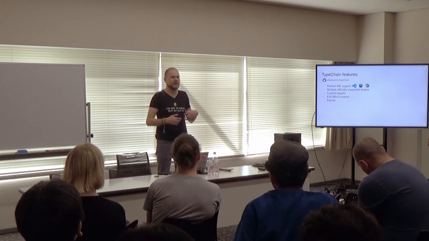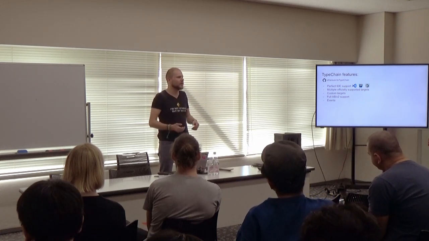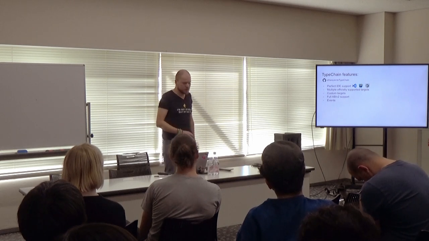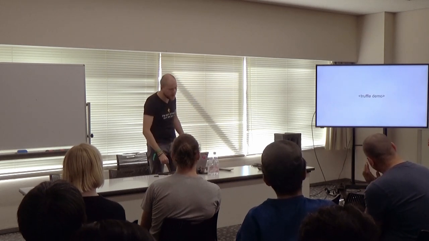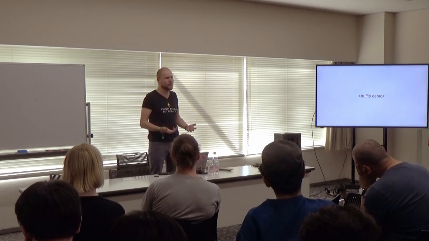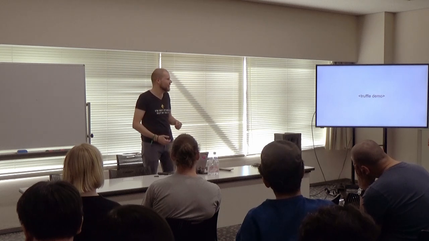TypeChain has full ABI version 2 support, so things like structs, fallback functions or overridden functions now work, and it supports events as I showed before. And what's pretty cool is that it works with Truffle, so we can do smart contract development, not DApp development only.